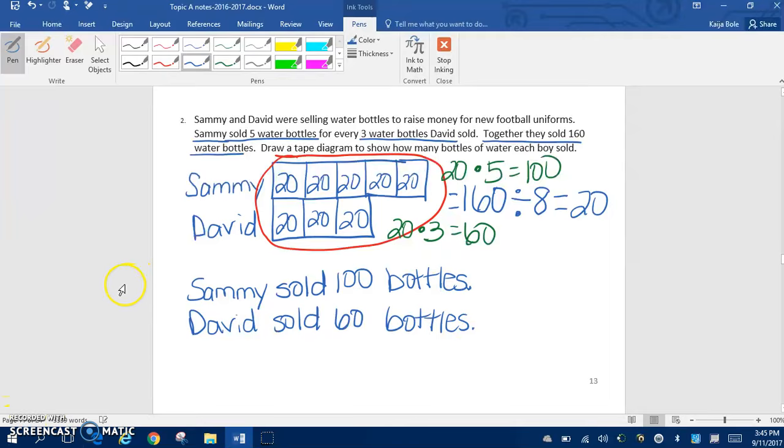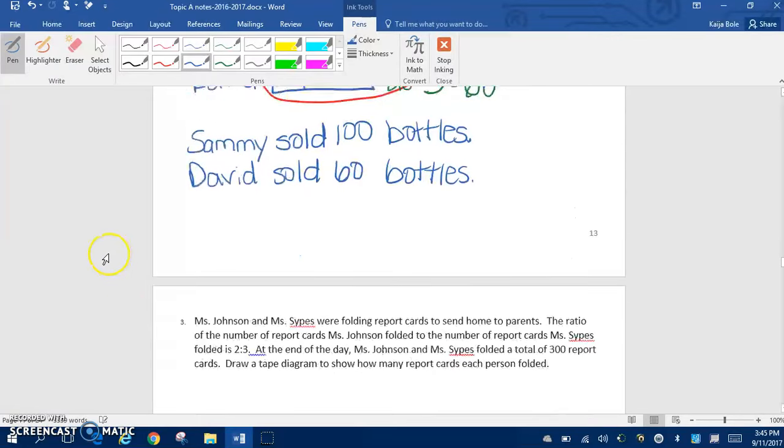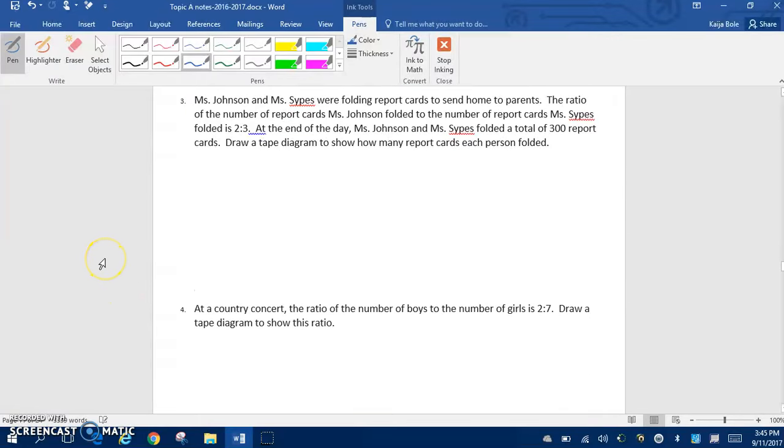Alright, so we have one more example I want to get to, so I want you to flip over to the next page, so page 14, and we're going to look at number 3, the first one. It says Miss Johnson and Miss Sipes were folding report cards to send home to parents. The ratio of the number of report cards Miss Johnson folded to the number of report cards Miss Sipes folded is 2 to 3. At the end of the day, Miss Johnson and Miss Sipes folded a total of 300 report cards. Draw a tape diagram to show how many report cards each person folded.